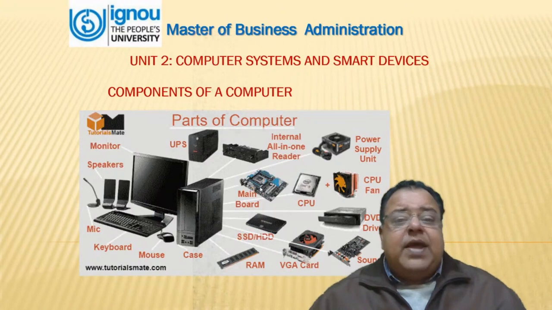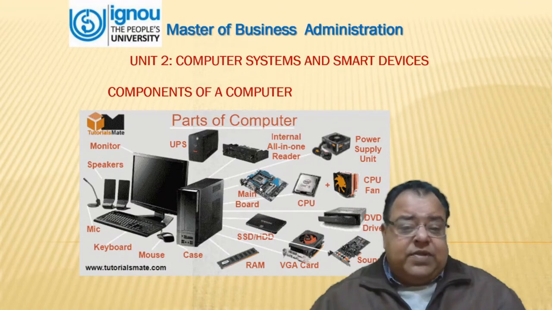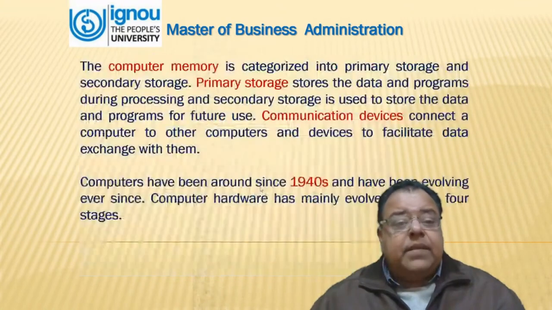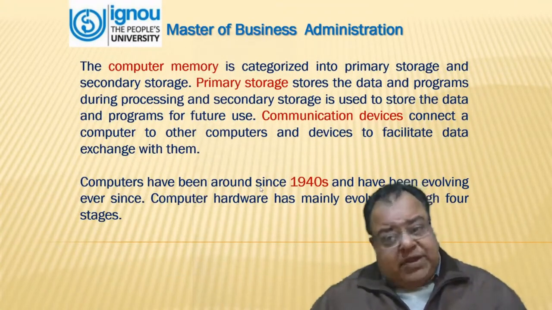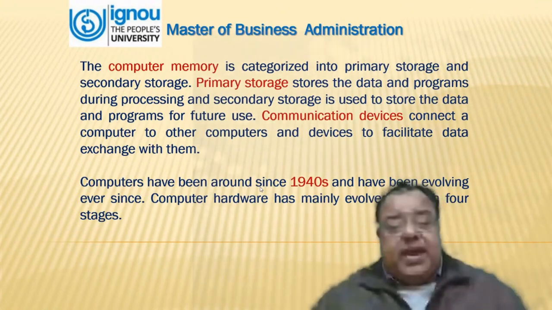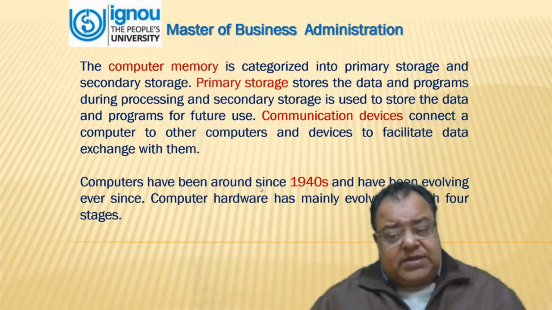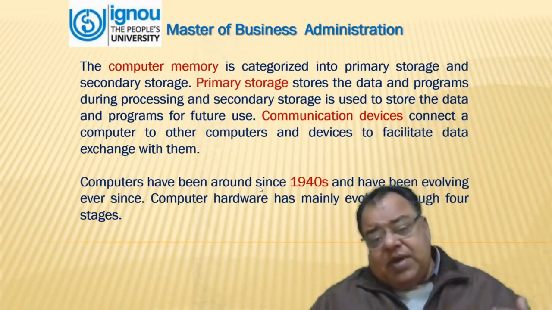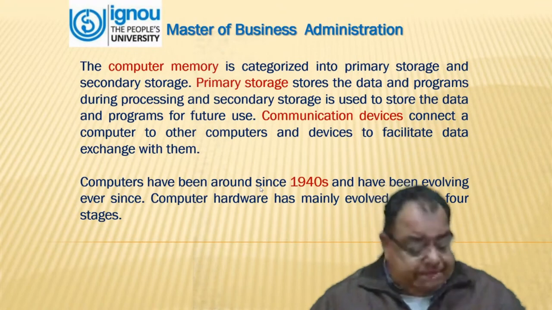Unit 2 comprises computer systems and smart devices. We will be talking about components of the computer. A computer memory is categorized into primary storage and secondary storage. Primary storage stores the data and programs during processing, and secondary storage is used to store the data and programs for future use. Communication devices connect a computer to another computer and device to facilitate data exchange with them.